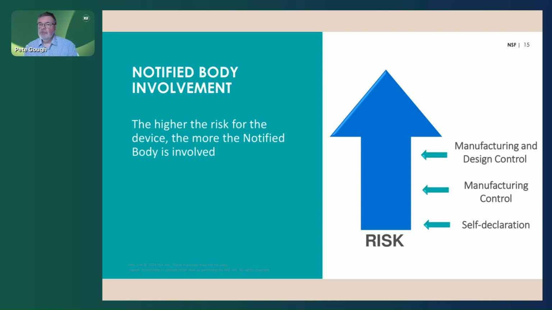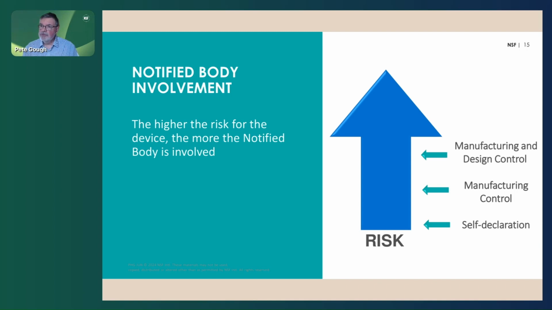And what we see as we go up the different risk classifications of medical devices is that at the very lowest end, for many class 1 devices, it's a self-declaration. The manufacturer does not need to have any involvement, or very little involvement, with a notified body in order to get a CE mark. They will be audited by the notified body to make sure they have a quality system.